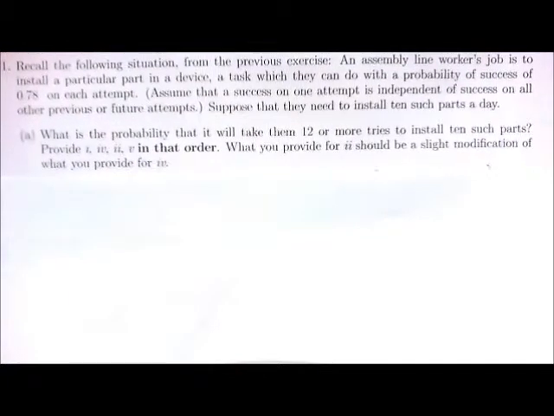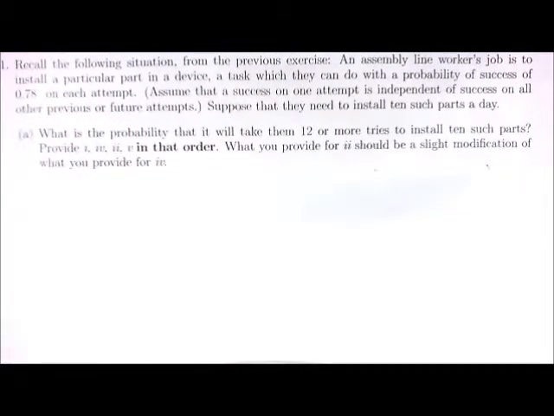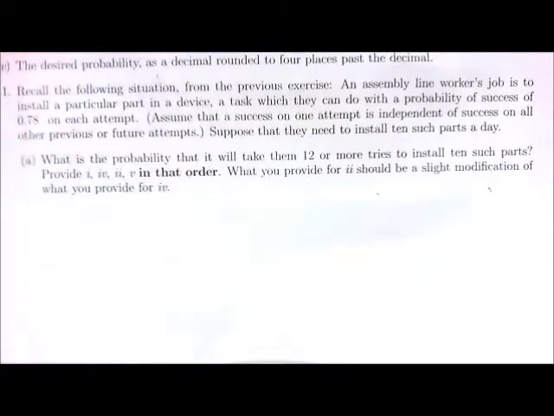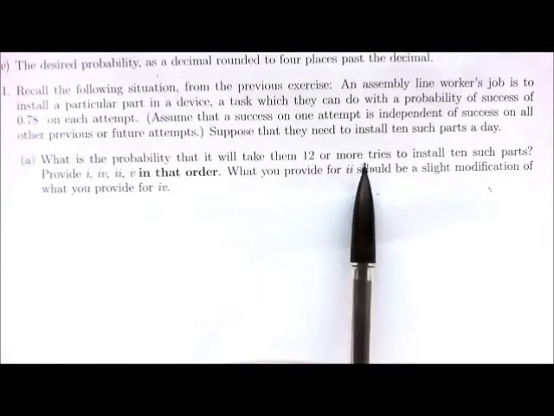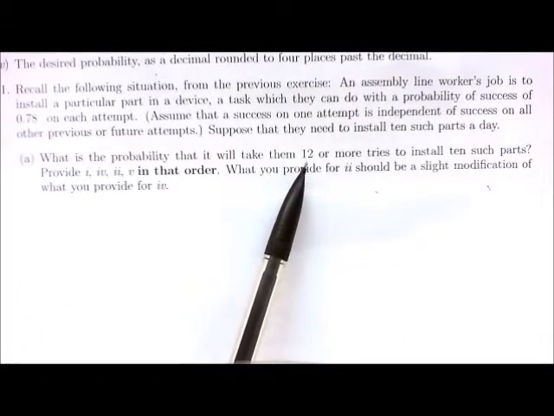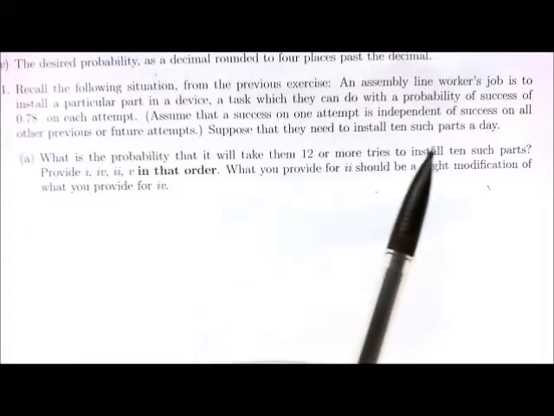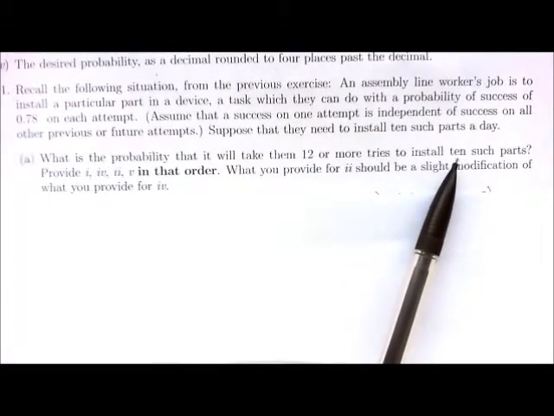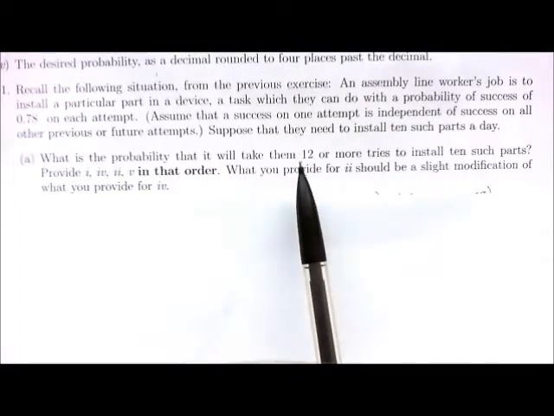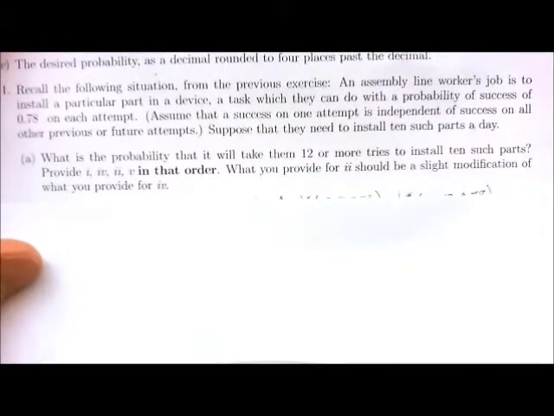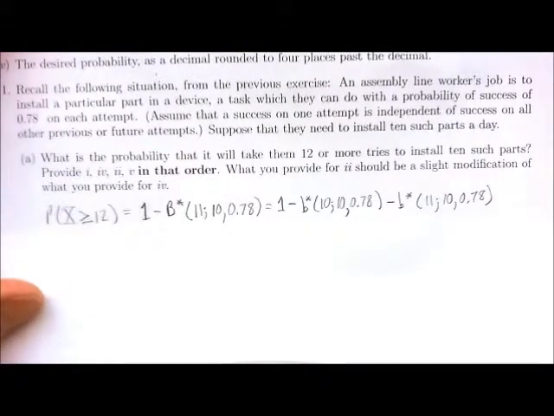So the first part of the exercise asks us, what's the probability that it'll take them 12 or more tries to install 10 such parts? So the thing we're trying to find the probability of is the variable, which is 12 attempts to install 10 parts. You can see our variable is the number of trials, and what's fixed is the number of successes that we're looking for. So when we have a fixed number of successes and a variable number of trials, that's a negative binomial situation. And so we're looking for the probability of 12 or more tries to install the 10 parts. So this is our probability statement.